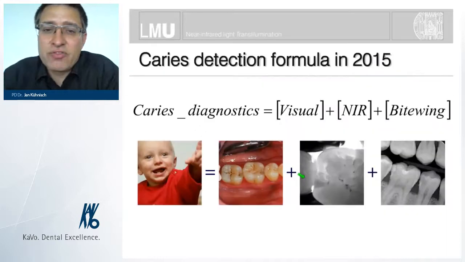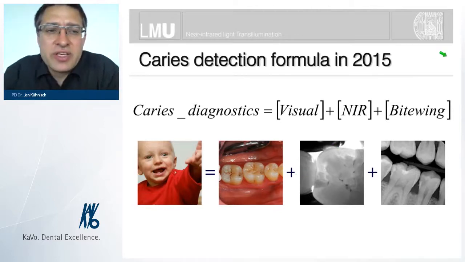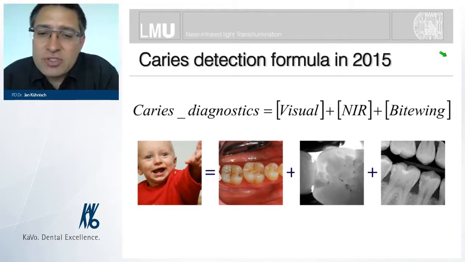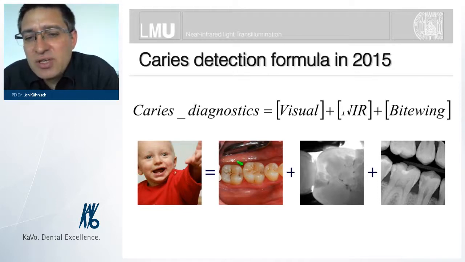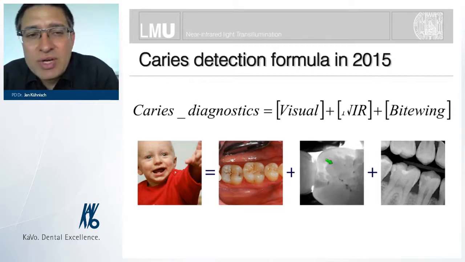And I can tell you from our experiences from the last years that the sequence of diagnostic methods changed a little bit. Of course, the visual examination, the clinical examination, will be the first choice to examine a patient. But you see that the near-infrared light comes into the game as a screening technique, and I can use it in a lot of patients, in a lot of young patients.